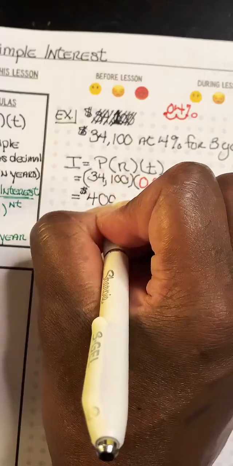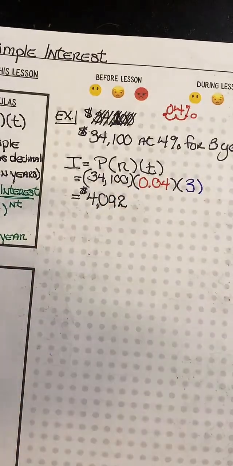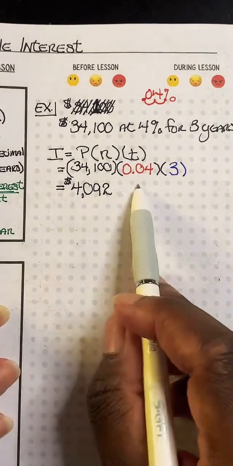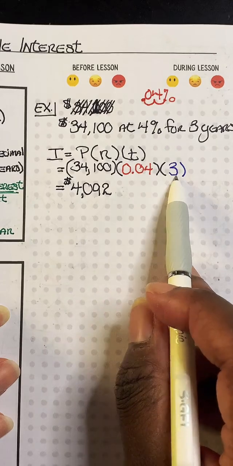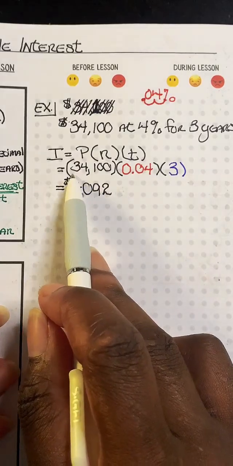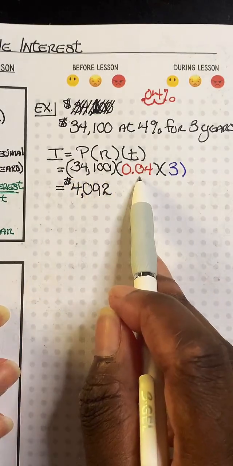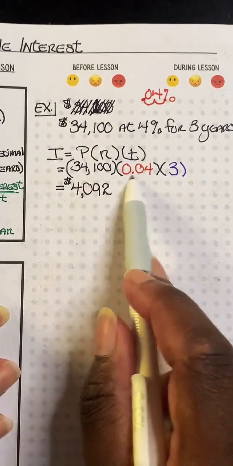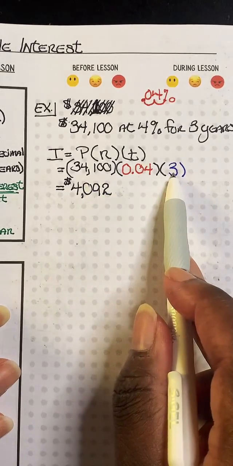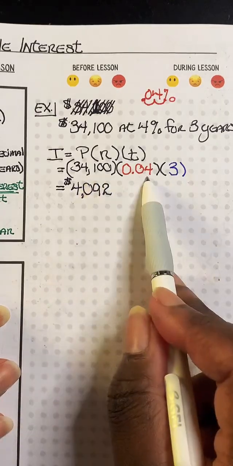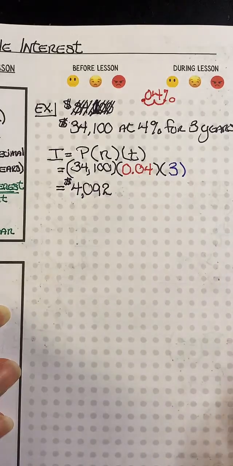So if you're saying, well, Audrey, if we can't use a calculator on the GED and the ASVAB, how do I do this? Well, you're going to multiply your 0.04 times 3. And it doesn't matter with multiplication. You can multiply the 34,100 with the 0.04 first and then multiply your answer by 3. When it comes to multiplication, it's commutative. If you want to do 3 times the 34,100 and then multiply by 0.04, you can do that. Okay, so you're probably going to do it by hand.